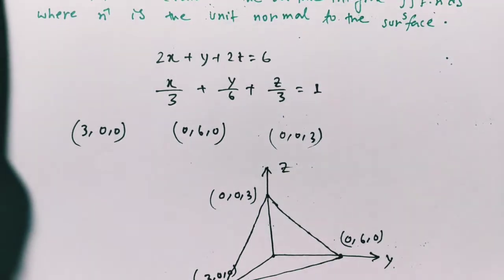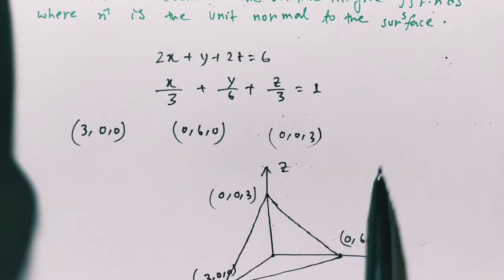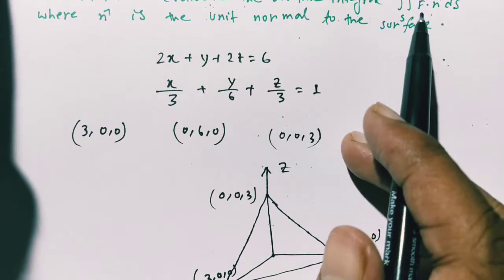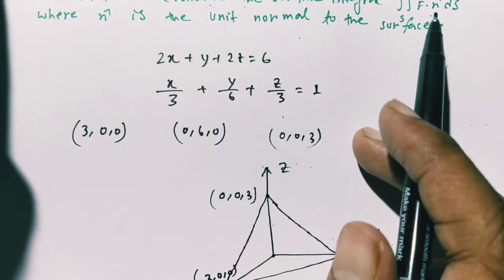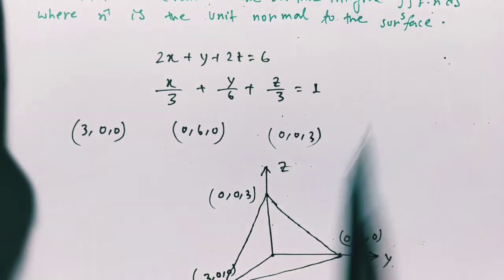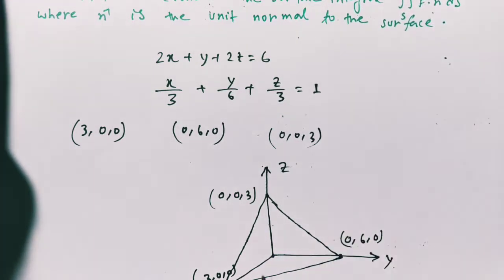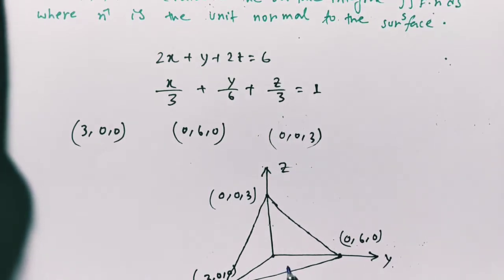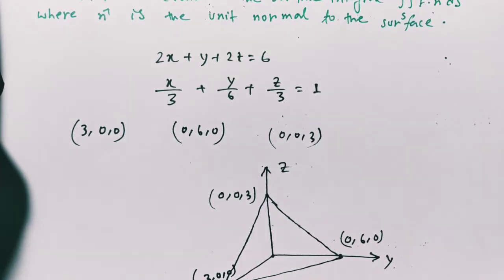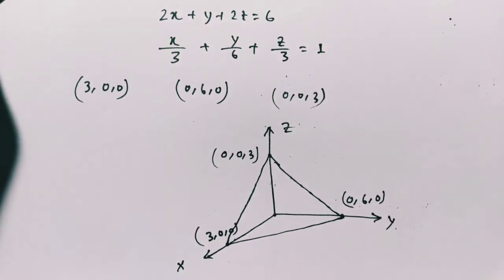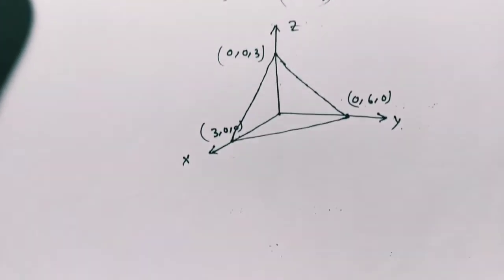Now we have to evaluate this integration F dot n hat dS. So we have to take the n hat, that is the unit normal to this surface. We have to evaluate first the unit normal n hat, and then we have to decide on which surface we will take the projection. So now the next step will be finding n cap, that is the unit normal.